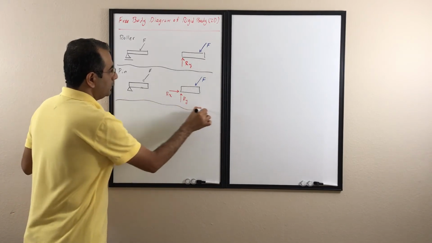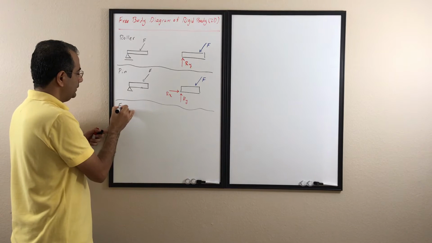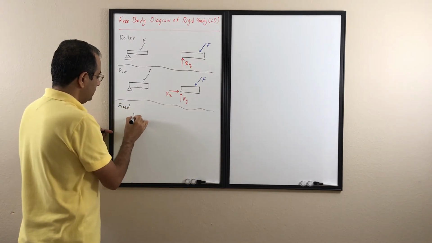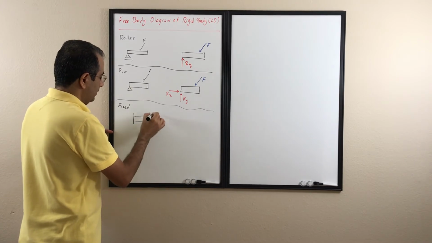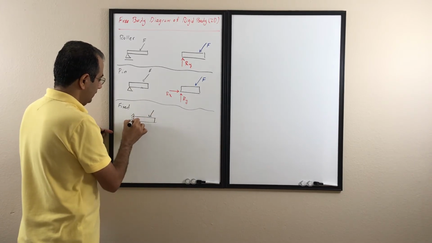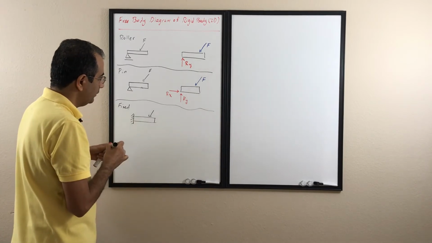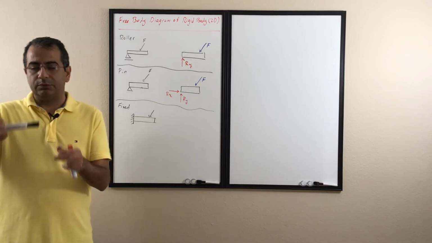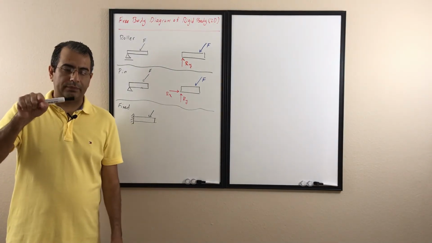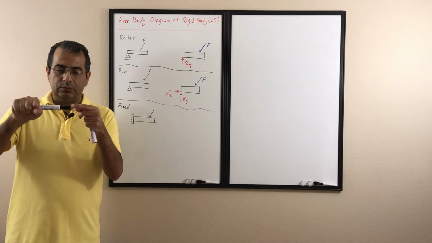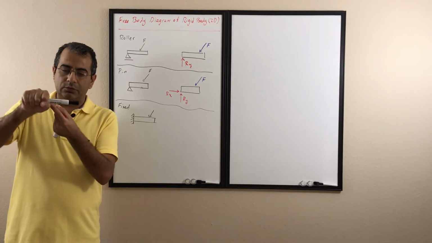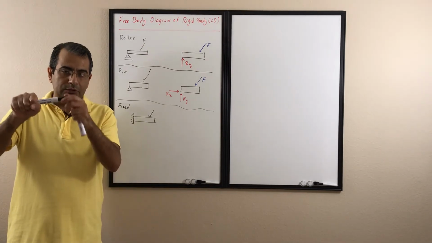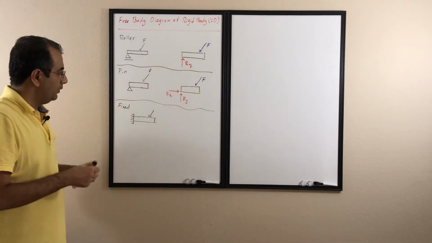The third type of support that we have is called fixed. If I have an object, that object is fixed in place into whatever support we have. This type of support is like that. If I grab that marker like this, it doesn't go left or right. It doesn't let it go up or down. It doesn't let it rotate. It doesn't let it move in any way.